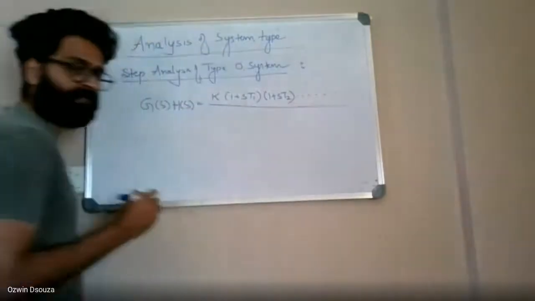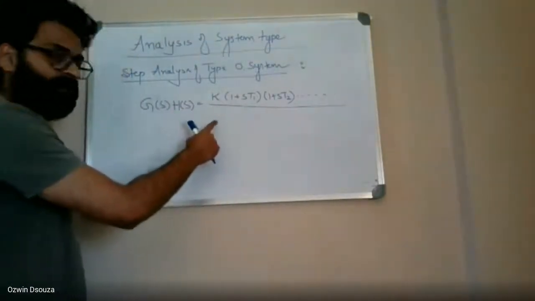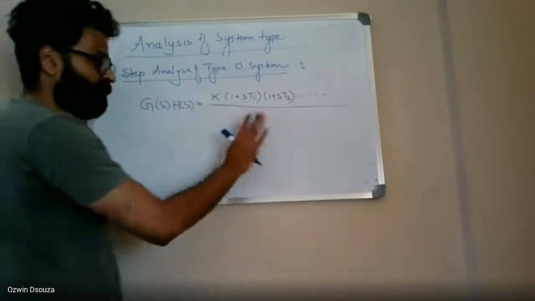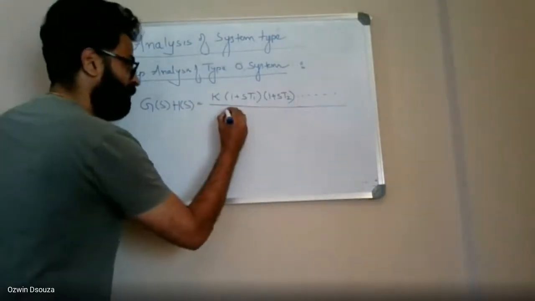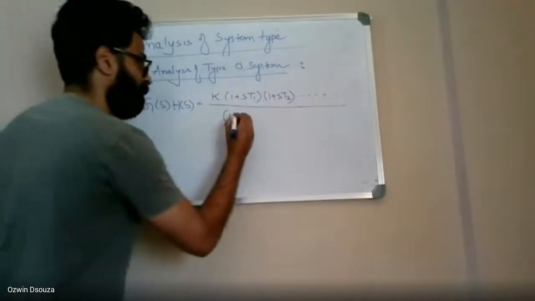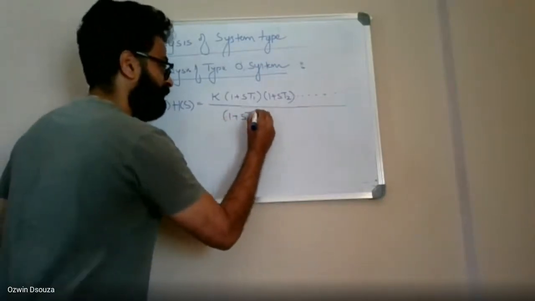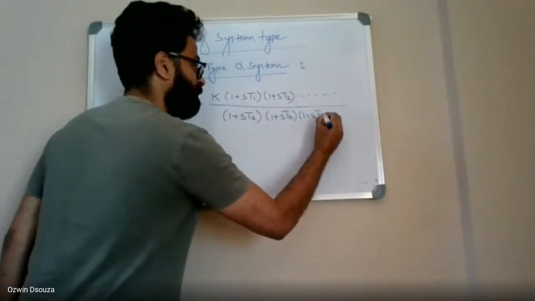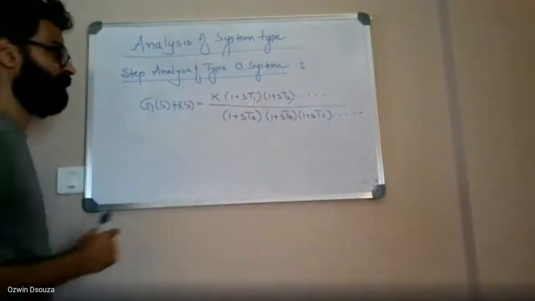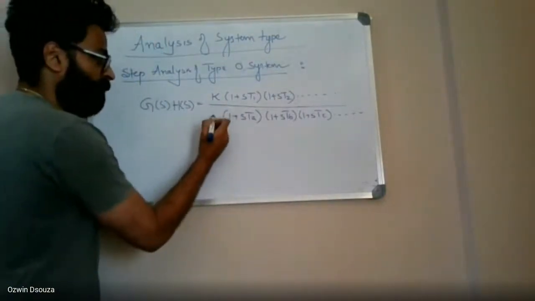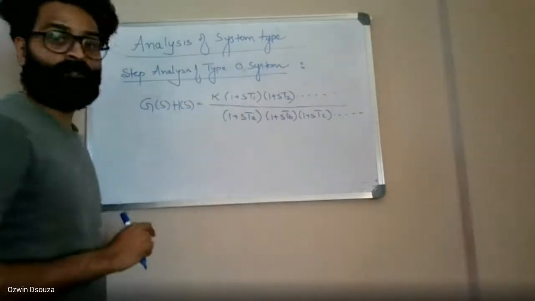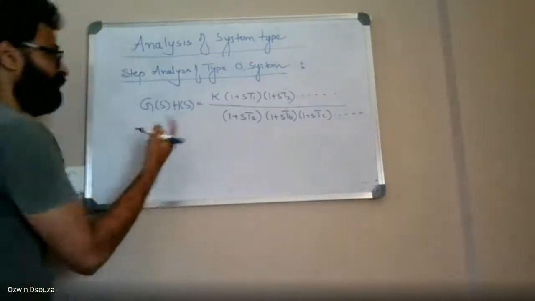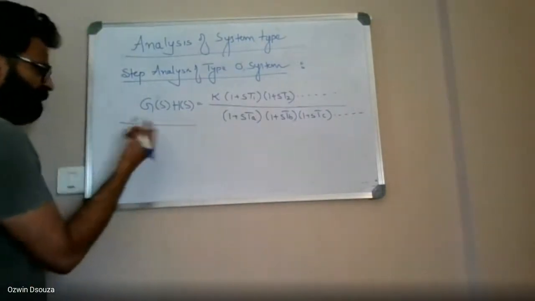So what do you mean by type of a system? Type of a system is identified by locating the number of poles at the origin, right? So for type 0, there shouldn't be any poles at the origin. So in the denominator, you will just have the time constant form, say (1 plus sTa), (1 plus sTb), (1 plus sTc), and so on. Okay, as you can see, there is no 1 by s term. So that means to say it's a type 0 system. All right. So taking type 0 system in hand, you can proceed to find the steady state error.